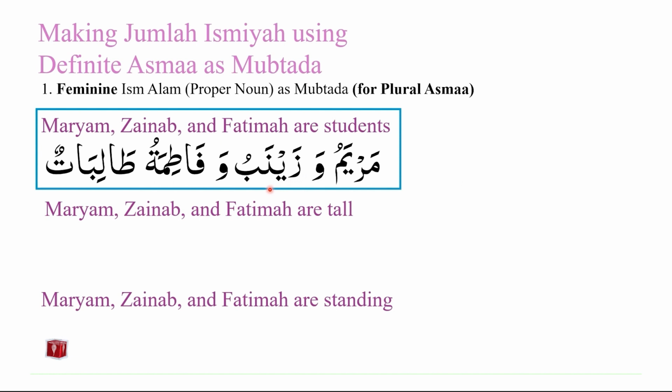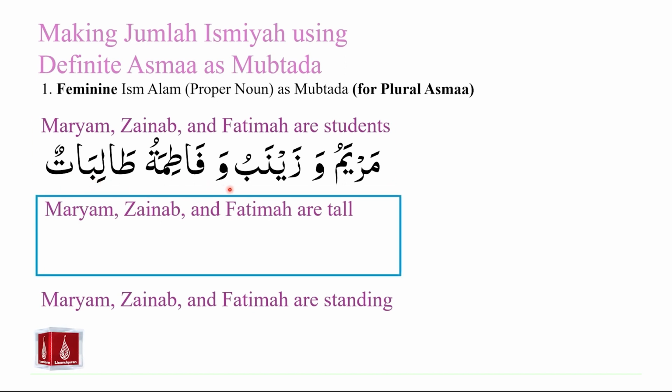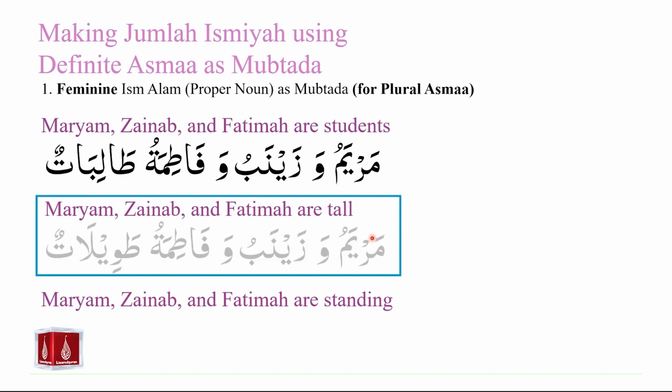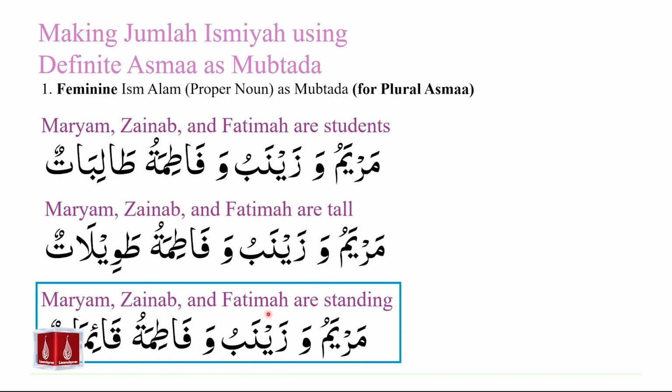Maryamu, Zainabu, Fatimatu, these are all part of mubtada and they are in Rafa status. Talibatun is khabar, and because of the atun ending sound, it is also in Rafa status. Maryam, Zainab and Fatima are tall. Maryamu wa Zainabu wa Fatimatu tawilatun. Maryam, Zainab and Fatima are standing. Maryamu wa Zainabu wa Fatimatu qaimatun.